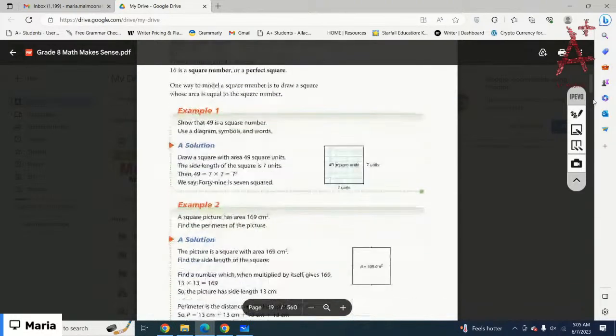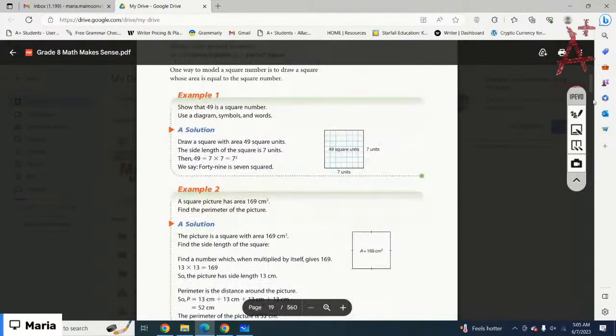Okay. Show that 49 is a square. Use a diagram, symbols, and words. How do we show if the number is a square? Draw a square with area 49 square units. How do we draw a square that has the area 49 square units? We know that 7 times 7 is 49. Got it? So you can draw a square of 7 cross 7 that has the side length. A square has all 4 sides equal in length. Got it? That means all of them are equal to 7, and the area of the square would be side times side. You can say it would be 7 times 7, that would be 49. Got it?